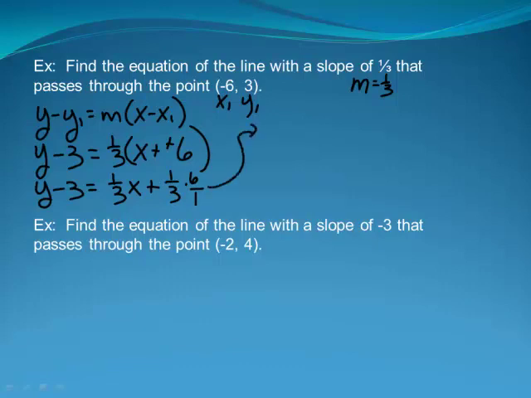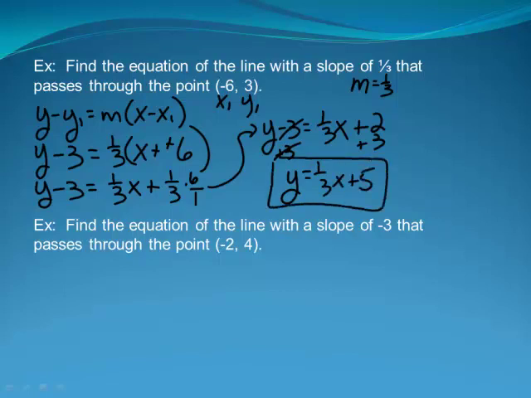If we clean that up, we now have y minus 3 is equal to 1/3 x, plus 1 times 6 is 6, 3 times 1 is 3, 6 divided by 3 simplifies down to give us 2. And then if we're interested in putting it in slope-intercept form, y equals mx plus b, if we add 3 to both sides, y is equal to 1/3 x plus 5 as our final answer.